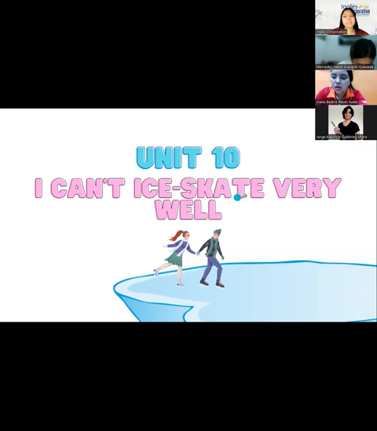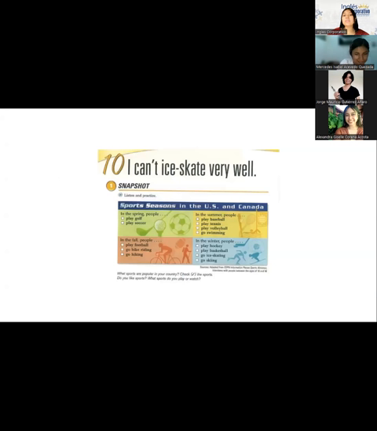What is the meaning of ice skate? Patinaje. Okay, patinar sobre hielo. Correct. So, I can't ice skate very well. That's the name of this new unit that we are going to start this day. We are going to start with some vocabulary. As you can see, we have different activities or sports seasons in the US and Canada. Those are typical sports that we can find in the US or Canada.